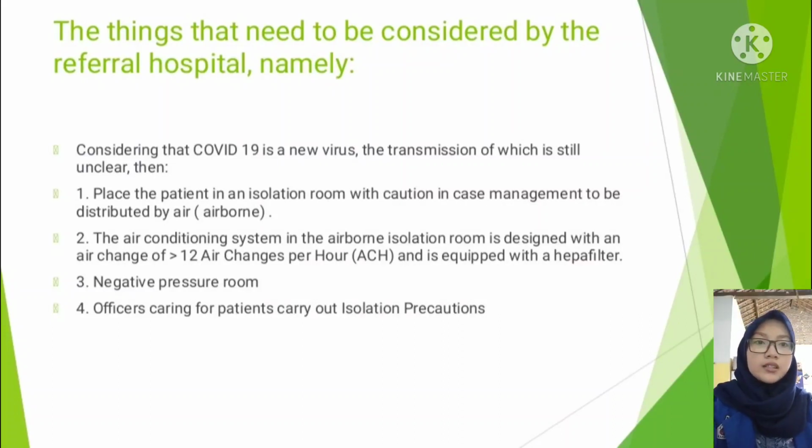The air conditioning system in the airborne isolation room is designed with 12 air changes per hour and is equipped with a HEPA filter. It should be a negative pressure room. Officers caring for patients carry out isolation precautions.